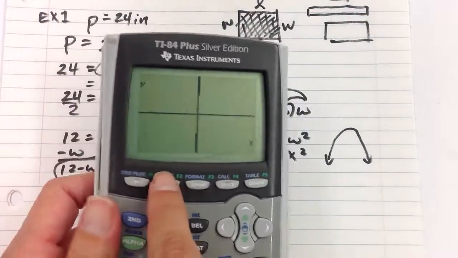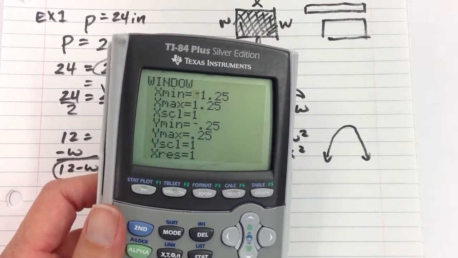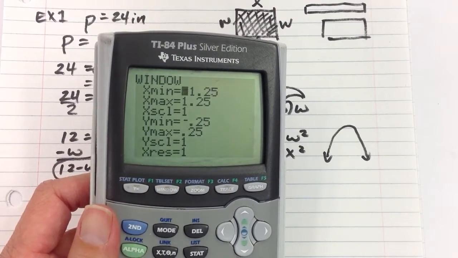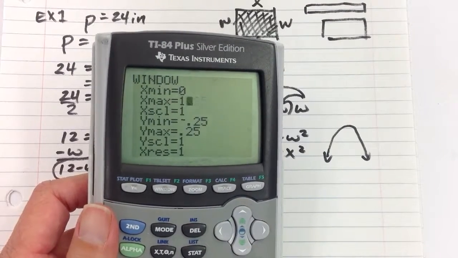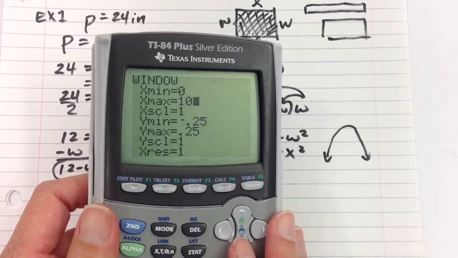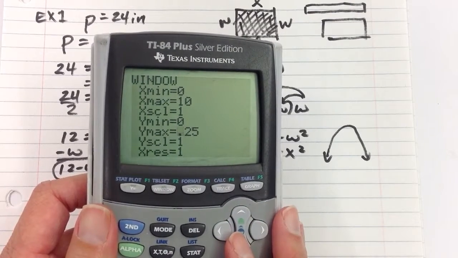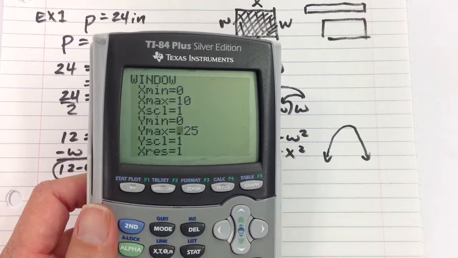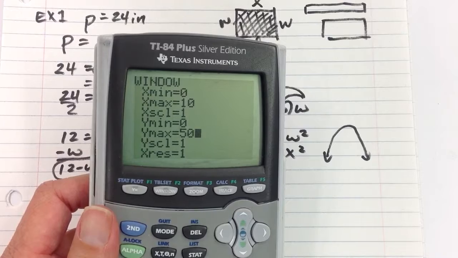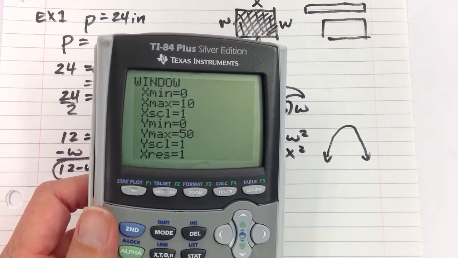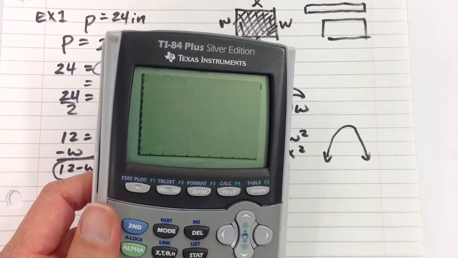So you have to go to your window. You always have to fix your window when you're doing these problems. And my window is really small right now. So I'm going to change it to 0 for my x's, and I can change it to 10 for my maximum x. My y values, my minimum 0, and I think for this one we have to go really high up. I'm going to go to 50 because we tried 10, we tried 20, the last class period was too low. So I'm going to go all the way up to 50. Okay, and then press graph.